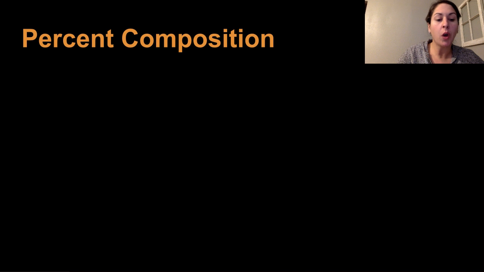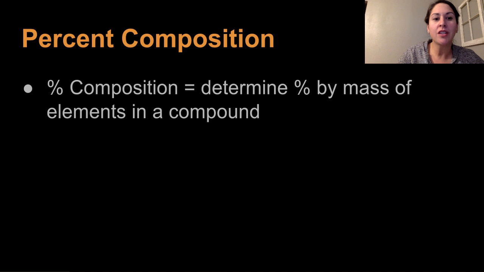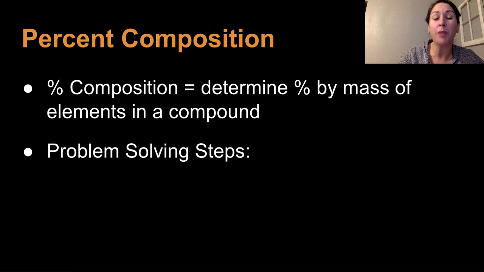All right, so percent composition. Once we know the formula of our compounds, we can start to do some analysis with them. And if we don't know them, we can do some analysis to find them. Percent composition is where we have a percent by mass of elements in a compound, and we can determine this. I do 3 problem-solving steps for this. I'm going to show you each one, and then we'll do a sample problem.